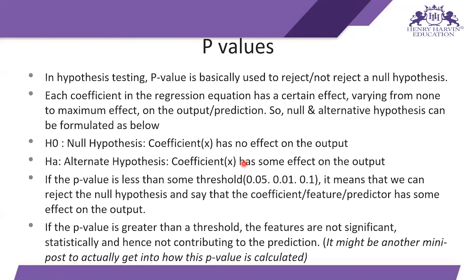In hypothesis testing, the p-value is basically used to reject or not reject a null hypothesis. Each coefficient in the regression equation has a certain effect, varying from none to maximum effect on the output or prediction. So the null and alternative hypotheses can be formulated as below. H0, the null hypothesis: coefficient X has no effect on the output. HA, the alternative hypothesis: coefficient X has some effect on the output.